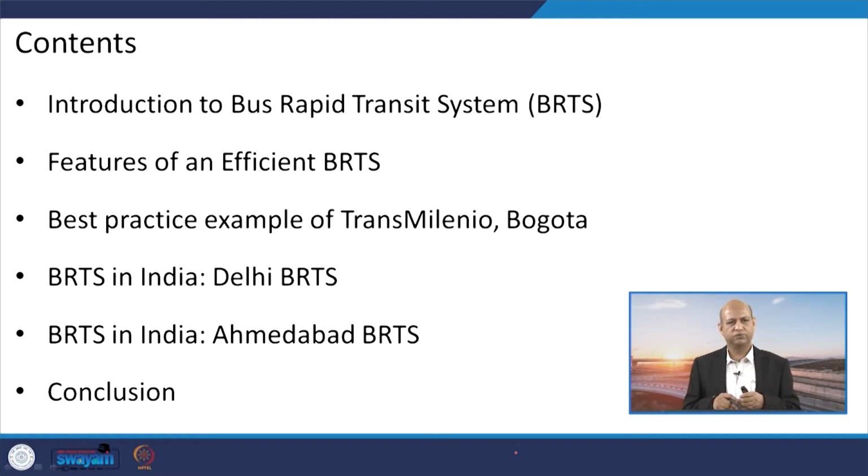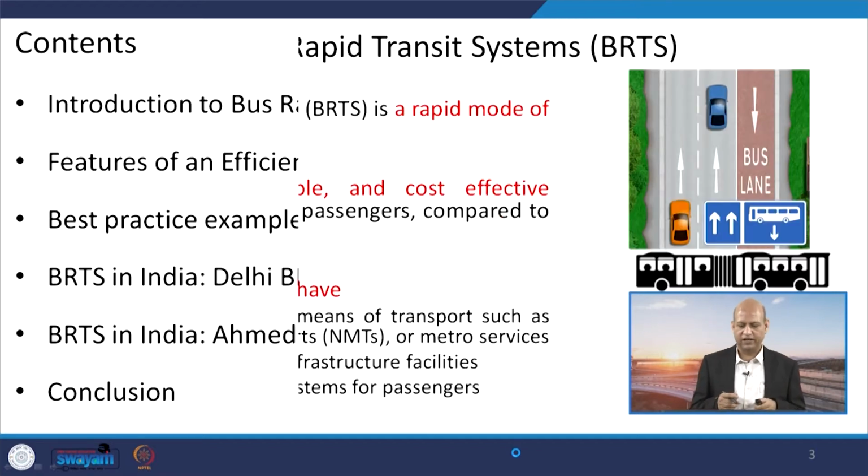Then we will see Delhi's BRTS system, what its limitations and challenges were, so that it could not pick up in the desired way, and the BRTS in Ahmedabad. So two Indian cases we will discuss, Delhi and Ahmedabad. In Ahmedabad it is quite successful. We will see what features make the Ahmedabad BRTS very successful, and why Delhi could not be as successful as Ahmedabad is, and then we will conclude our lecture.